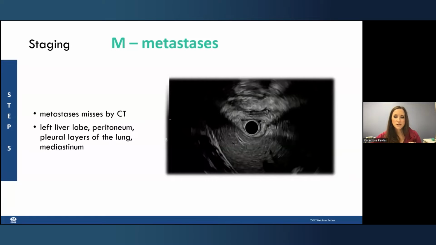So we assessed our lesion, we know whether there are some lymph nodes or not, then we should also provide a little bit of assessment in terms of metastatic disease. Why? Because sometimes some lesions might be missed by other imaging techniques, like for example, CT scan. So we're supposed to check if there are any changes in the left liver lobe, in the peritoneum, in the mediastinum or pleural layers of the lung.